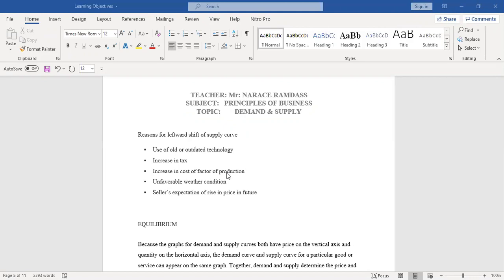And again, seller's expectation of a rise in price in the future. If you expect that the price of the product is going to rise significantly next week, then you want to produce more now. So when the price rises, you can capitalize and supply more. You okay so far, guys?